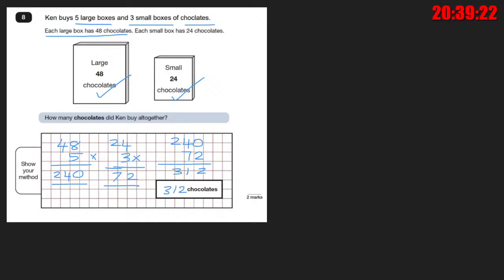So these types of questions are in the past paper. Just make sure you practice, read the question, and don't make any careless mistakes. 5 large boxes, you times by 5, 3 small boxes times by 3, and you add them together.